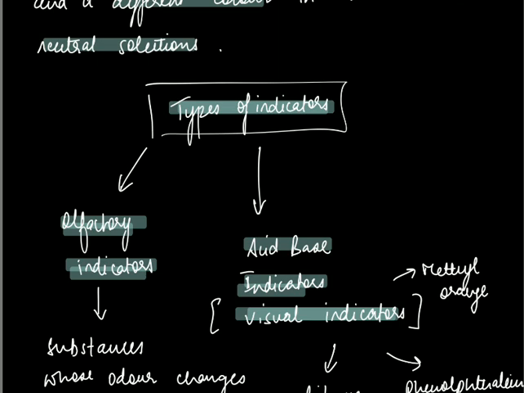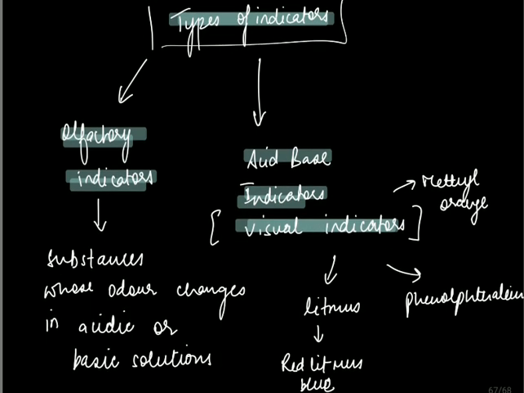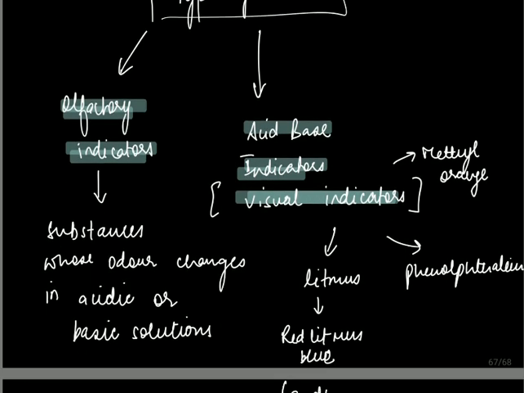Then, olfactory indicators. Olfactory indicators are those which show some change in odor. So a visual indicator is something that you can see. We are going to discuss a few things over here. We are not going to go in depth on indicators, so I'll be making a separate video on indicators later on.